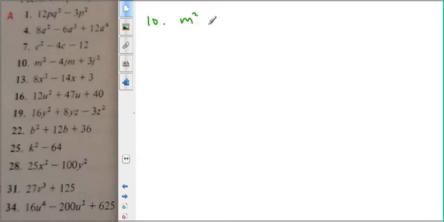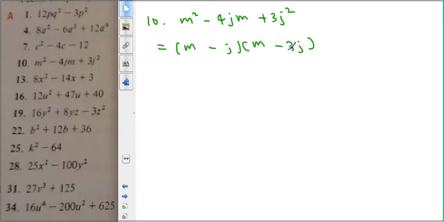M squared minus 4jm plus 3j squared. So this is the same idea as before. So we're going to have m and j somehow, m and j. Now all you have to do is find which numbers multiply to 3 and then add up to negative 4. In fact, it'll be negative 1 and negative 3. Those two numbers multiply to positive 3 but add up to negative 4. So there it goes. Number 11.